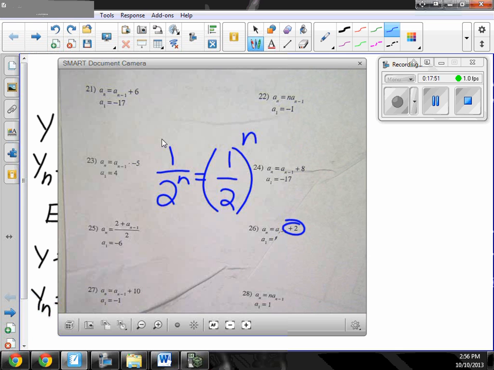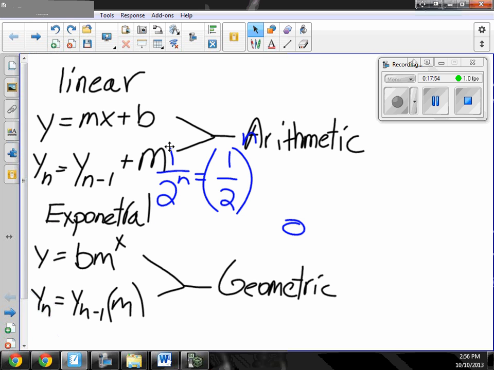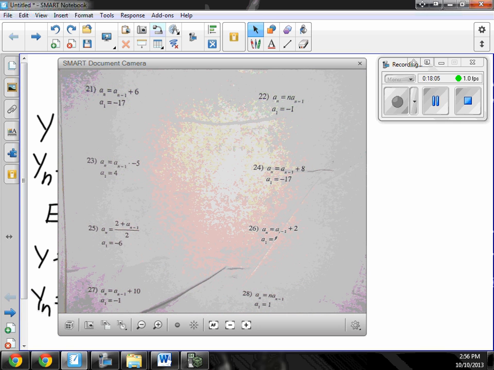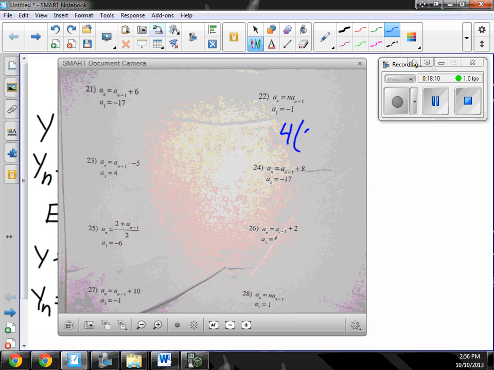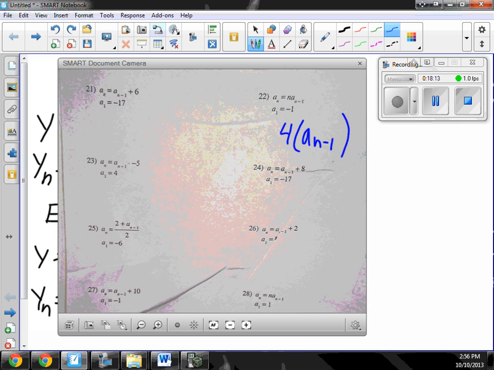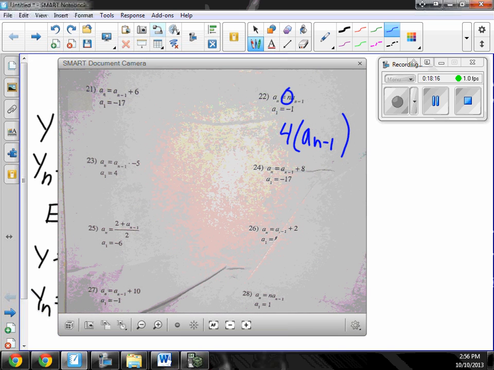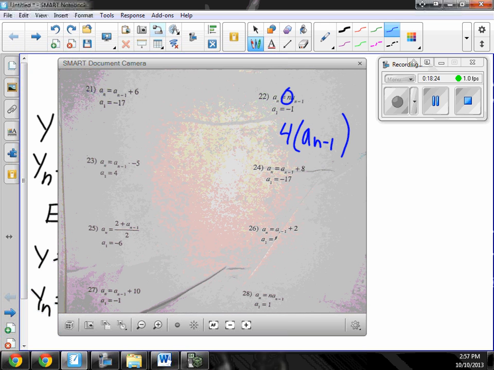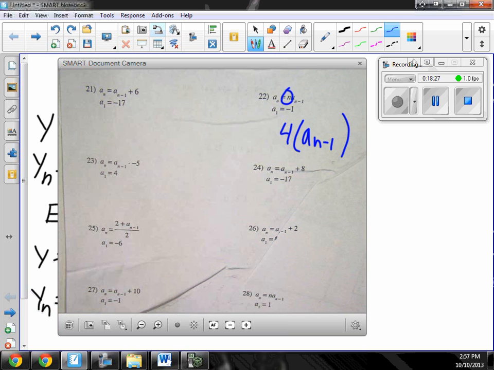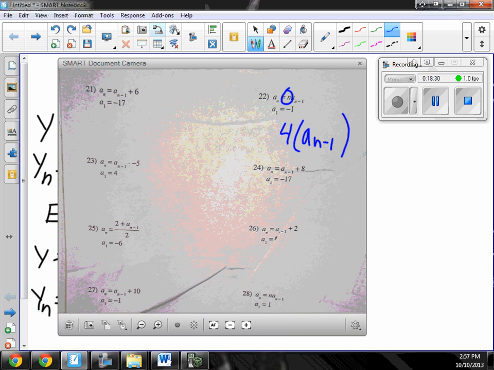But wait a minute. I thought that exponential equations are n minus 1 times m. Ah, good. So in this case, if it said 4 times a sub n minus 1, that would be geometric. But what's wrong with the n? It's not constant. It's multiplied by 1 and then multiplied by 2 and 3 and 4 and 5. So it's not a constant ratio. It's a changing ratio, so neither.